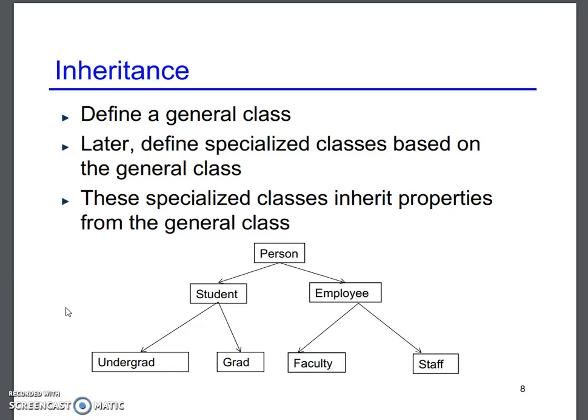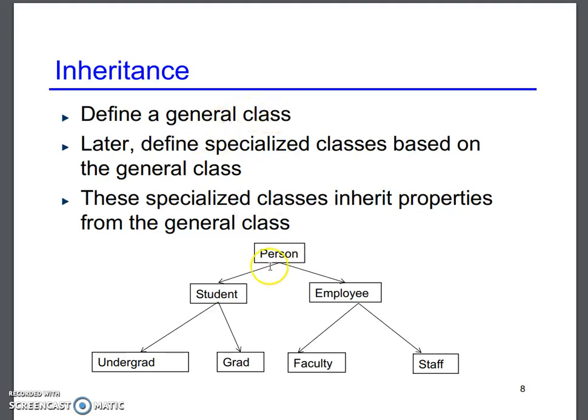Hey everyone, today we're going to go over inheritance. So inheritance is one of the main pillars in object-oriented programming, especially in languages like Java. What we do with inheritance is it allows the derivation of subclasses from existing classes.